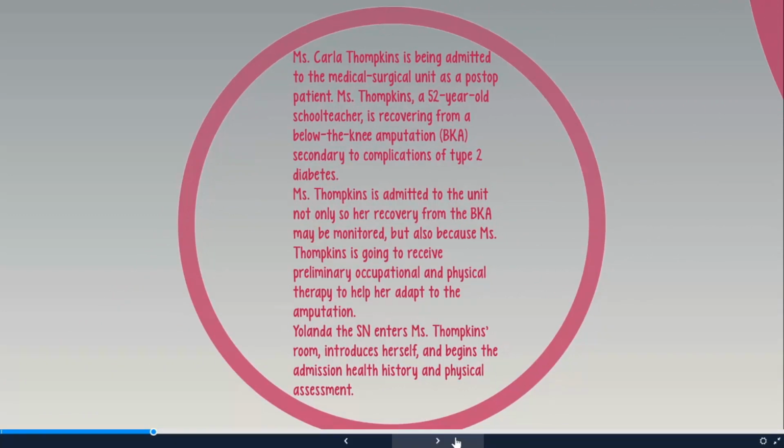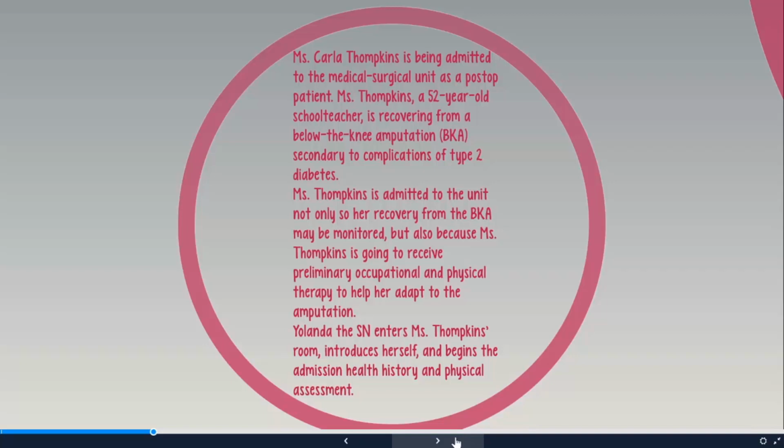So let's look at our case study. We have Miss Carla Tompkins. She's being admitted to the medical surgical unit as a post-op patient. Miss Tompkins, a 52-year-old school teacher, is recovering from a below-the-knee amputation secondary to complications of type 2 diabetes. Miss Tompkins is admitted to the unit not only so her recovery from the BKA may be monitored, but also because she is going to receive preliminary occupational and physical therapy to help her adapt to the amputation. Yolanda, the student nurse, enters Mrs. Tompkins' room, introduces herself, and begins the admission, health history, and physical assessment.